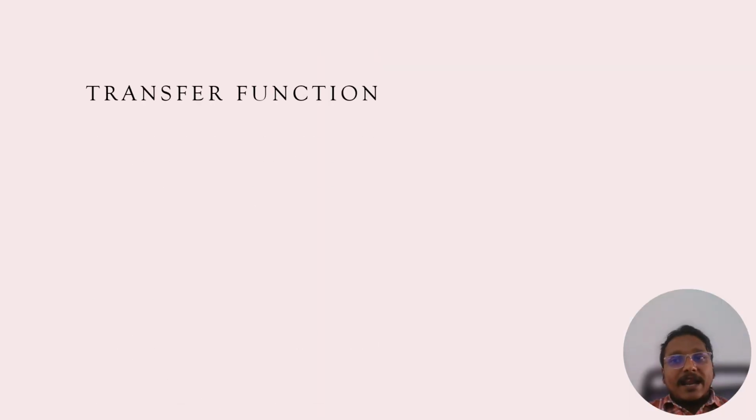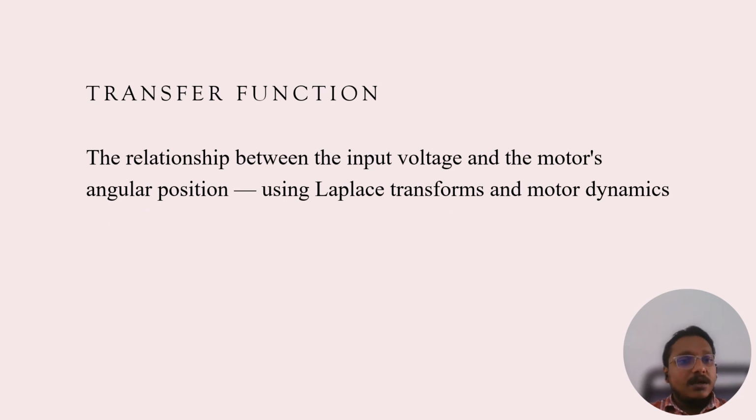Now we will see the transfer function. What are the requirements for the transfer function? The transfer function means the relationship between the input voltage and the motor angular position. That means whatever voltage is fed to the motor, and whatever arm it is rotating, either clockwise or anti-clockwise, vertical or horizontal, wherever we place it, it will move accordingly. So everything will be related. That is how the transfer function works.